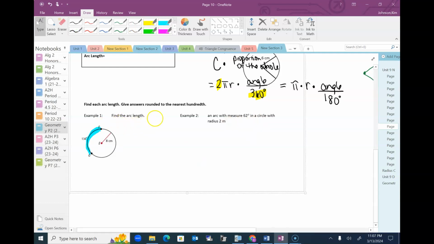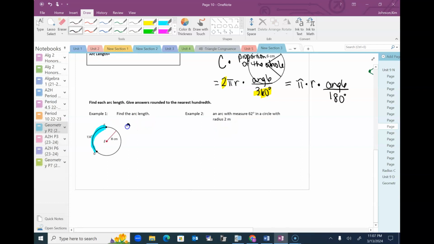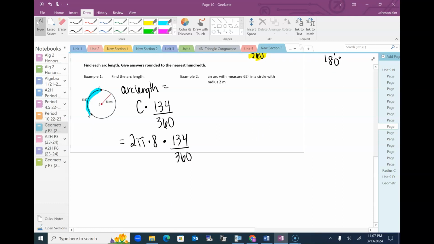So I'm going to do the circumference. So our arc length is equal to the circumference times the proportion of the whole, so 134 out of 360. All right, and the circumference is 2 pi times 8. So this is 2 pi times 8 times 134 out of 360. Now, if you have a calculator, you can type all this in and make it a lot easier and then hit math, enter, enter. I'm going to go ahead and do all my crazy simplifying here.